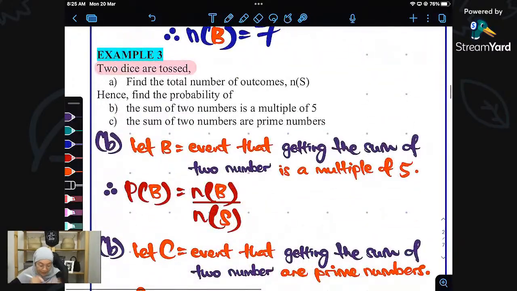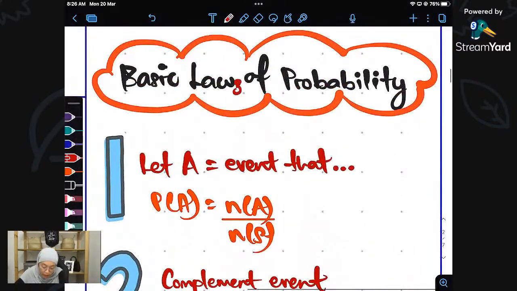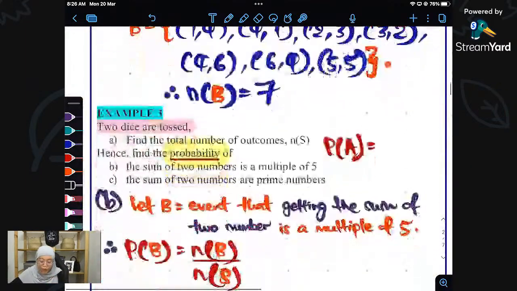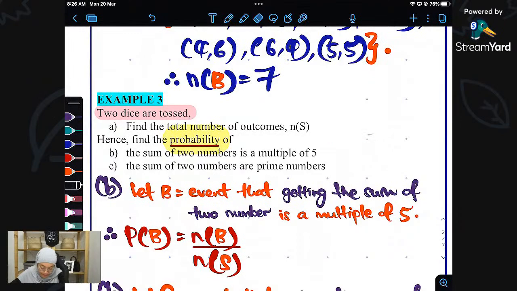Okay, example 3. Now we are getting to the probability. So this question asks about probability. So we answer the probability question. All I want you to know is that the probability of an event A has a formula. In the basic laws of probability, the probability of event A is equal to the number of the event A divided by the number of the sample space. You know this already.